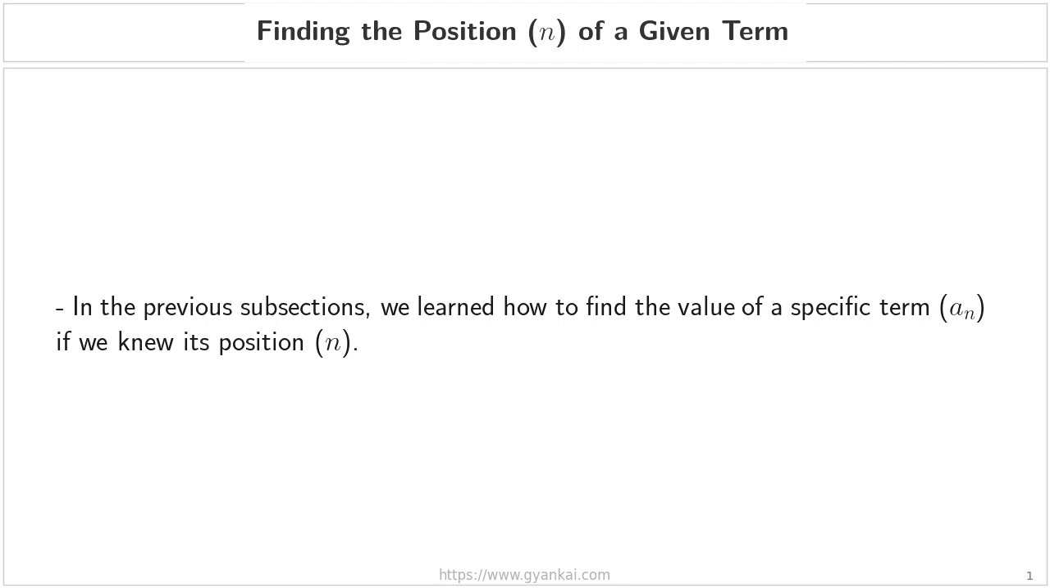Finding the position, n, of a given term. Now, if you look at our previous lessons, we spent a lot of time learning how to find the value of a specific term, which we call a sub n, provided that we already knew its position, or n. It was a straightforward process of plugging numbers into a formula to find the result.